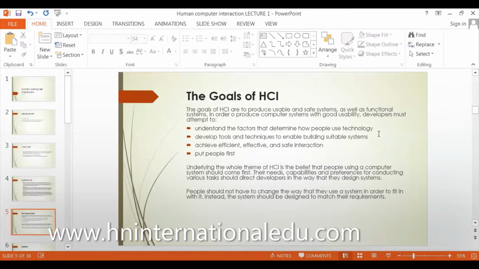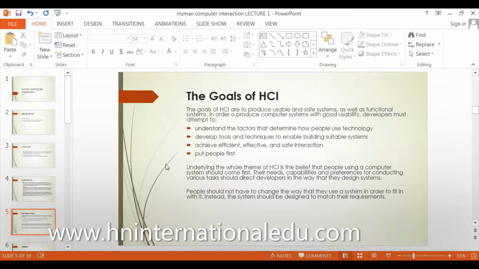Okay. The fourth one is put people first. You must know what people want from your system. Underlying the whole theme of HCI is the belief that people using a computer system should come first. The computer system is not using people. People are using the computer system. So the computer system must be modified according to people. People must not be modified according to the computer system.